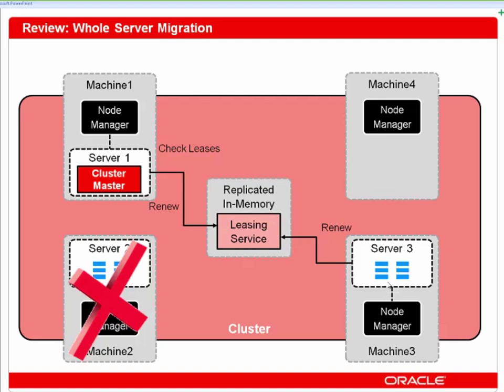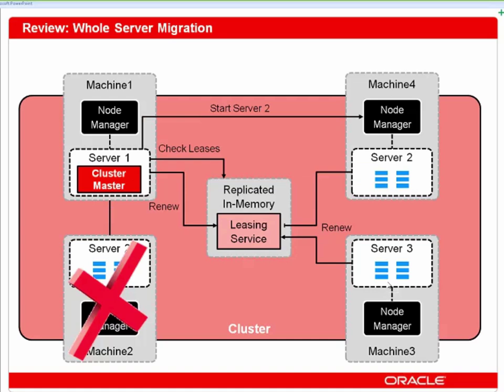So the first thing that happens is server 1 is checking the leases, and the cluster master notices that the lease for server 2 has expired. The first action it takes is to try and start up the server where it was originally running. But because machine 2 is not available, it picks one of the candidate migration machines and starts the server over there, on machine 4 in this case. And when server 2 starts up, it again contacts the leasing service, renews its lease, and continues processing.